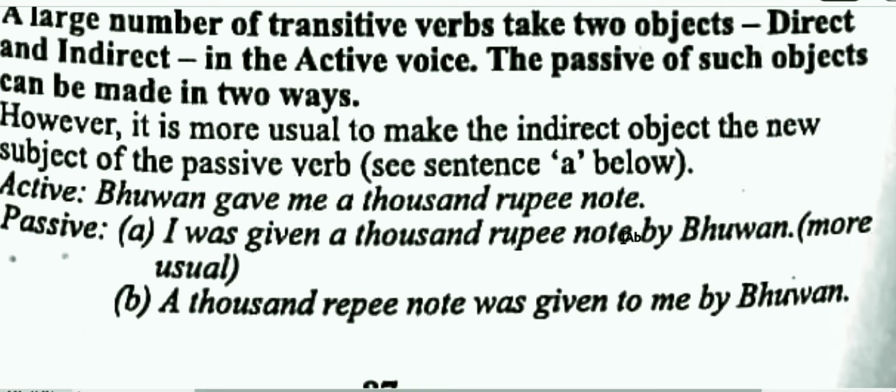See, active: Bhuvan gave me a 1,000 rupee note. Here, Bhuvan is the subject, gave is the verb in past, okay. Me is the object. The sentence is complete here: Bhuvan gave me. But another object is the 1,000 rupee note. We have two objects: one object is me, and the second is the 1,000 rupee note. We can use both objects as subjects.